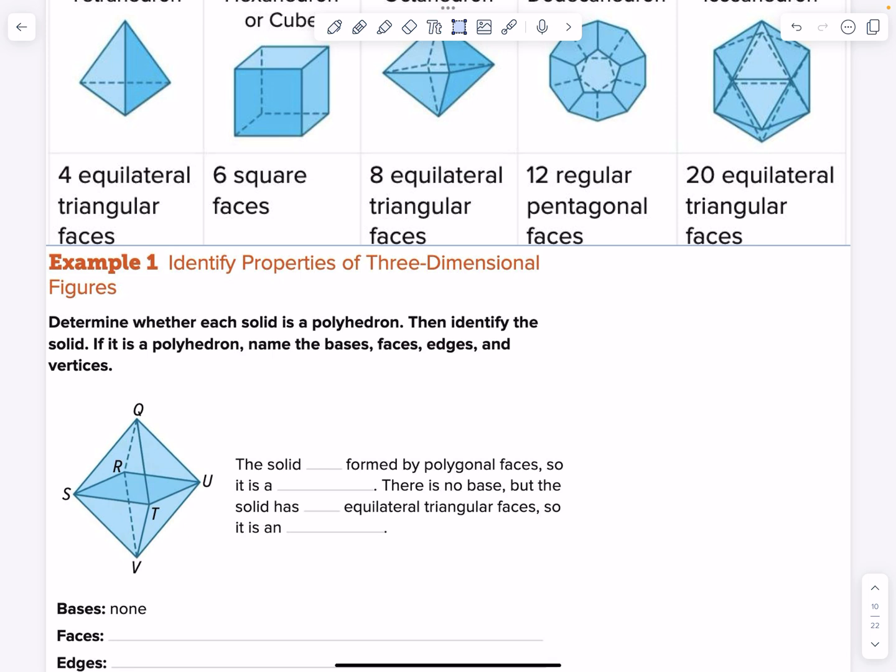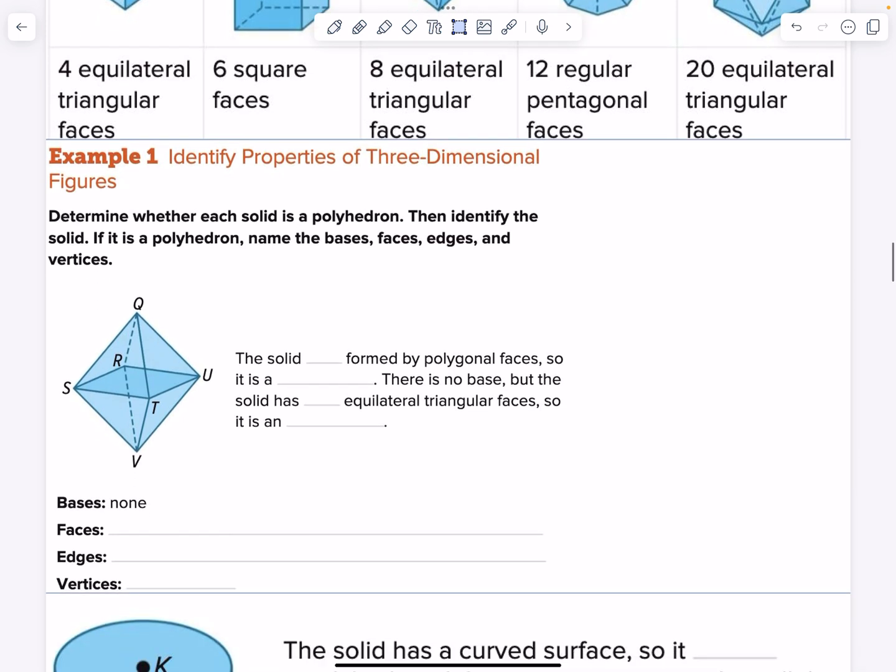So first things first, determine whether the solid is a polyhedron, and identify the solid if it is. If it is a polyhedron, name the bases, faces, edges, and vertices. We don't have to name all of them in every single problem. When we do a test or a quiz, I'll probably just say name the edge that's between these two planes, whatever the case may be. For the sake of this example, though, we'll go ahead and name them all just so that we can see where they come from.